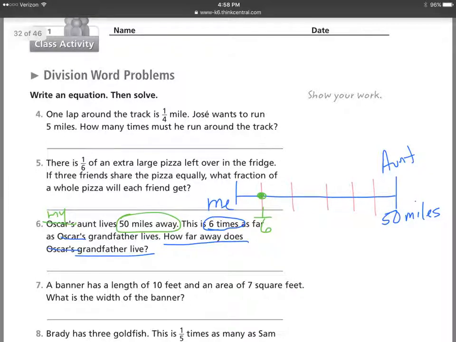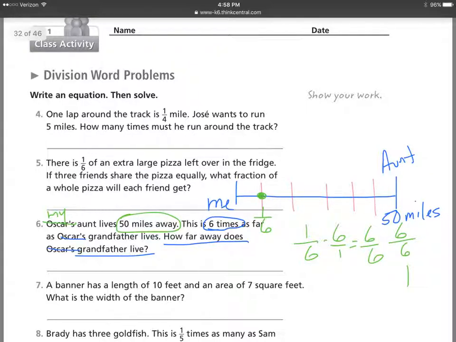So what is 6 times 1/6? That equals 6 over 6, which equals 1. And 6 over 6 is where my aunt lives. She lives at 6 over 6, or 1 whole number line away from me. So my grandfather, who's 1/6 of my aunt, is going to be here at 1/6.